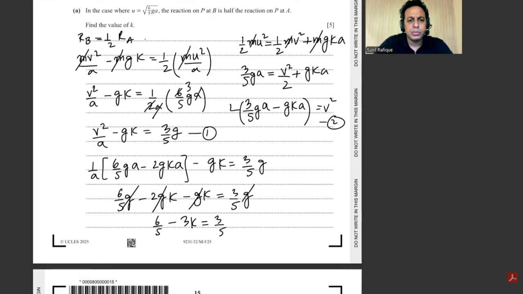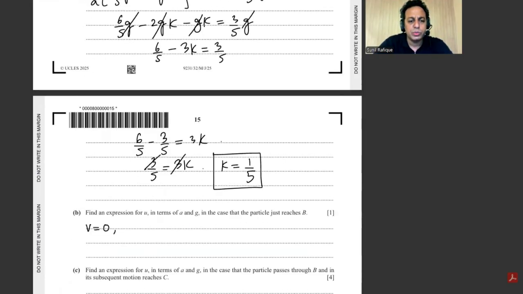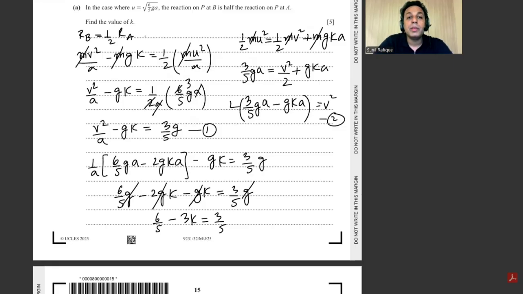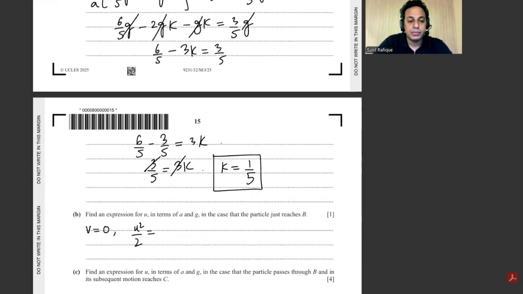Okay. So let's say u squared over 2 will be equal to gka, so gka, right? And k is 1/5. So u squared is going to be 2/5 ga.